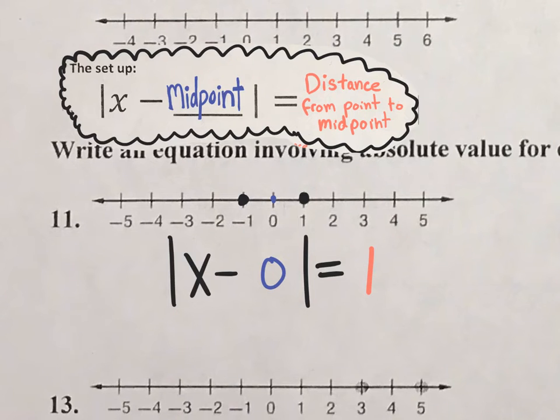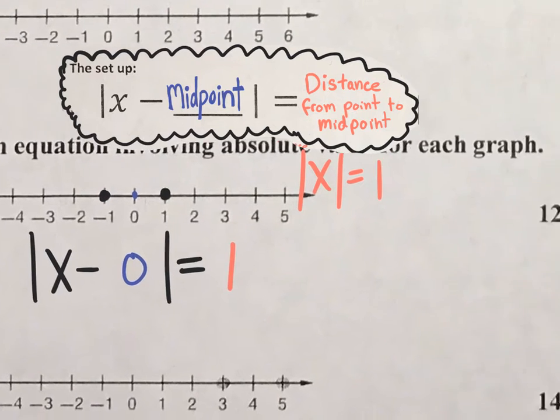And that is correct. This is the correct absolute value equation. But of course, x minus 0 is just x. So you could write it like this. x inside the absolute value equals 1. And if you were to solve that, it would give you both answers, -1 and +1. Let's move on to number 12.